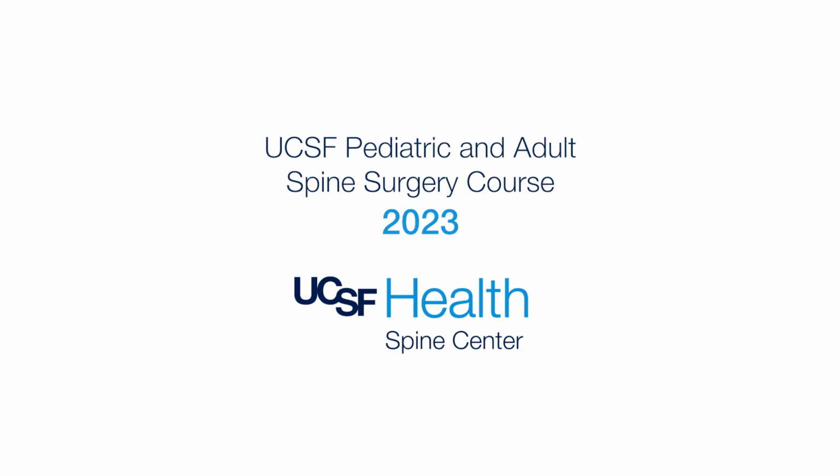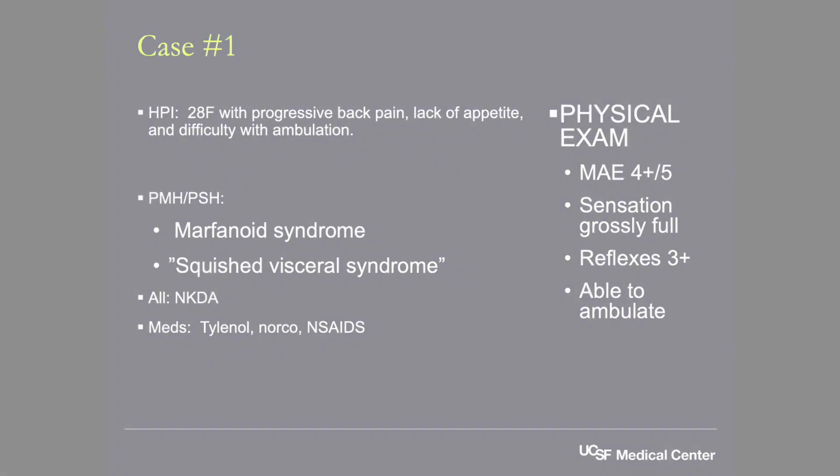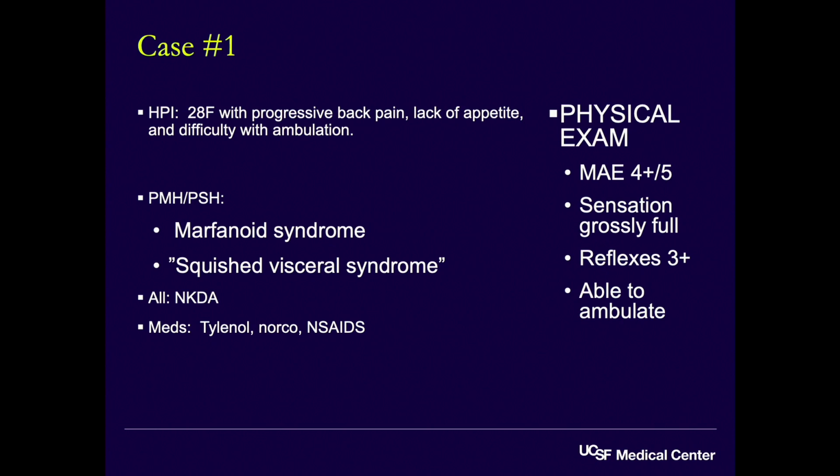So you have a 28-year-old young lady who immigrated from Thailand 5 years back. She's having progressive back pain, lack of appetite, and difficulty ambulating. She's not formally diagnosed with Marfan syndrome, but she's kind of lanky and pretty thin, and has some diffuse weakness and hyperreflexia.